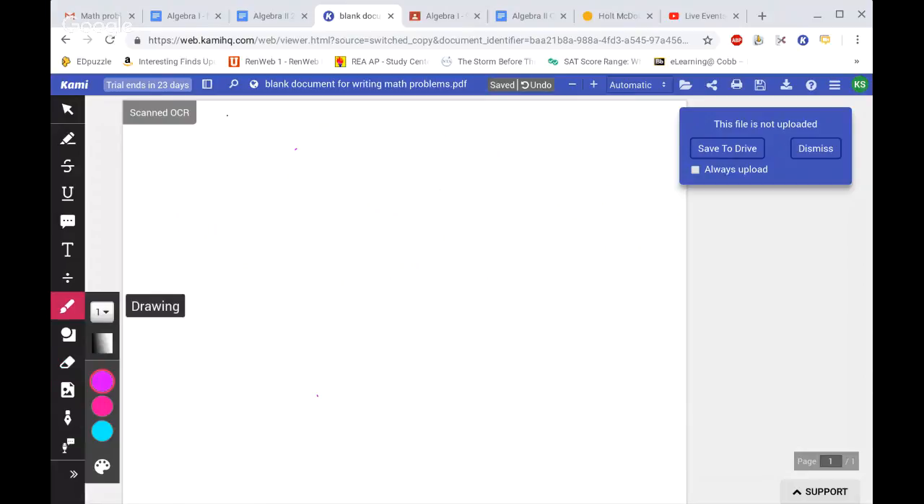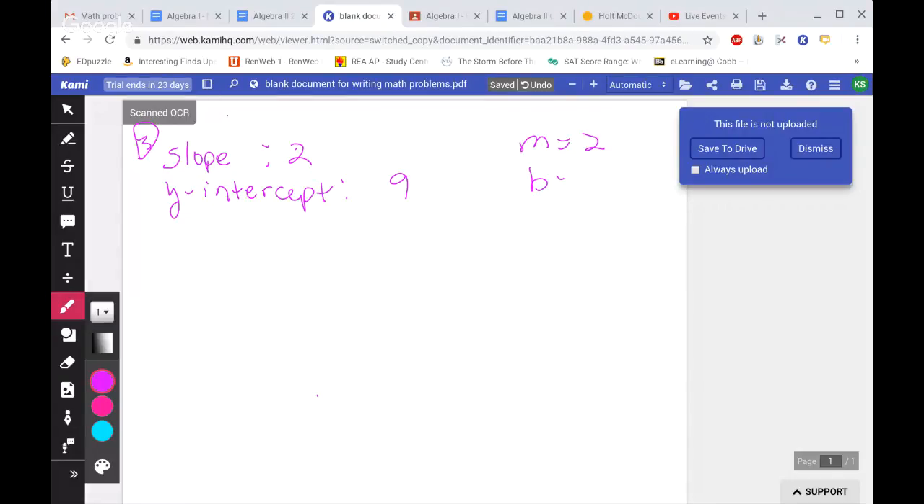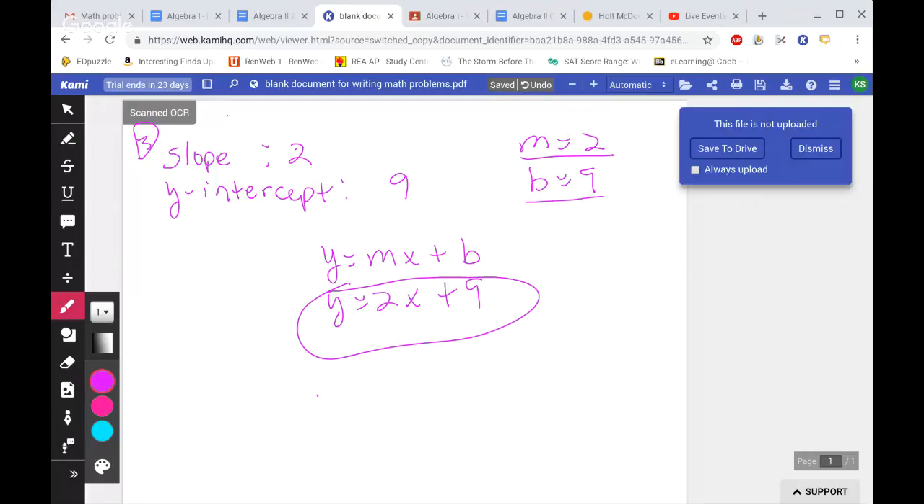Okay. The slope for number 3 is 2. The y-intercept is 9. So the slope is 2, the y-intercept is 9, and there's your answer.